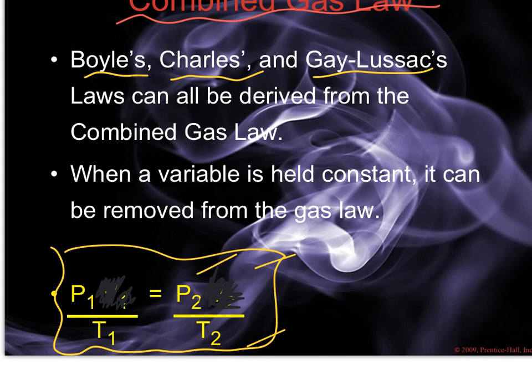So now let's check it out for the other one. Let's say instead of holding volume constant, we have a problem that is holding pressure constant. All right, so whatever you're holding constant, you take out of this equation because it's not going to change. And whose law are we left with now? That is Charles' law.